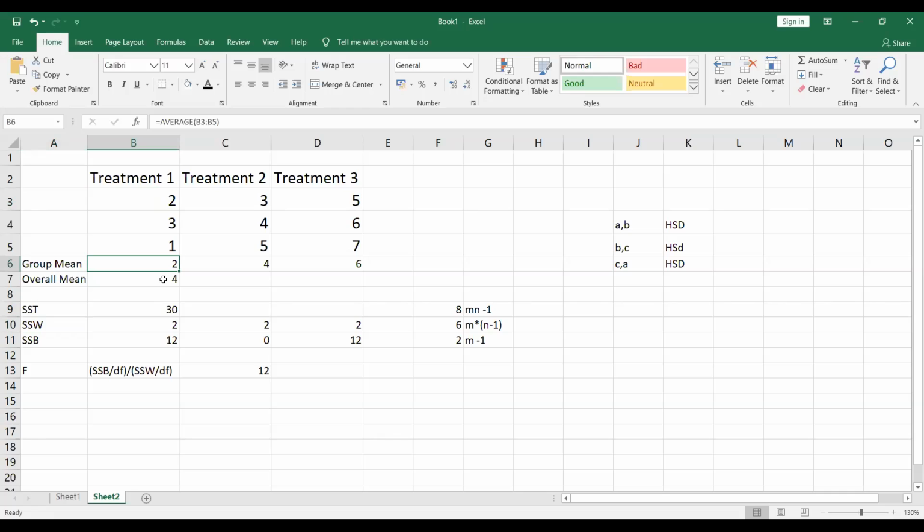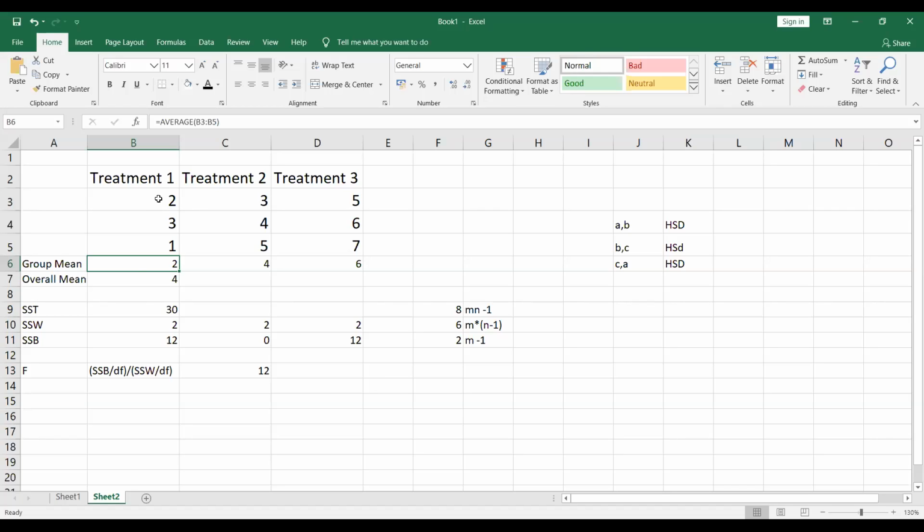Sir, can I ask one question? Yes, please go ahead. The sum of variation within each of several groups. Pardon? Hello. Yes, please go ahead. Sum of squares within means the sum of variation within each of several groups.